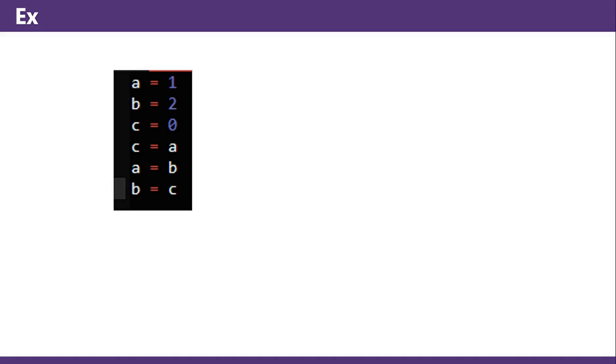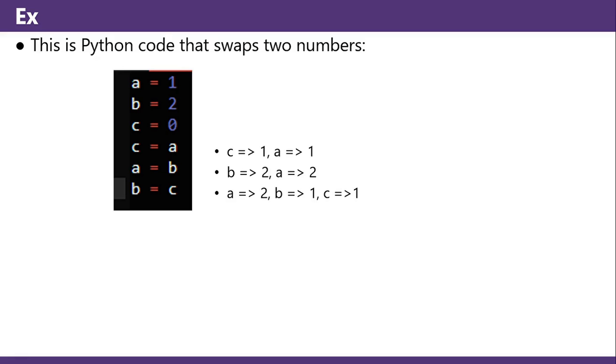Here's another example. a = 1, b = 2, c = 0. Copy a's value into c, copy b's value into a, and copy c's value into b. This is code that swaps 2 numbers.